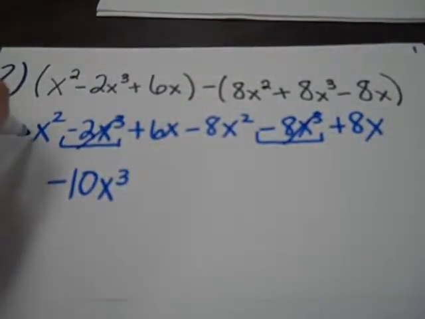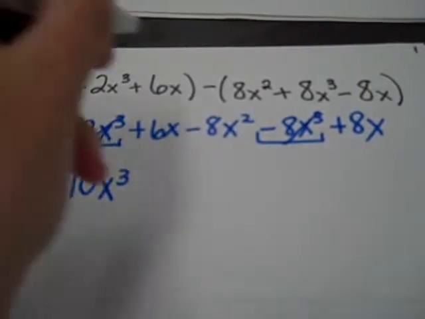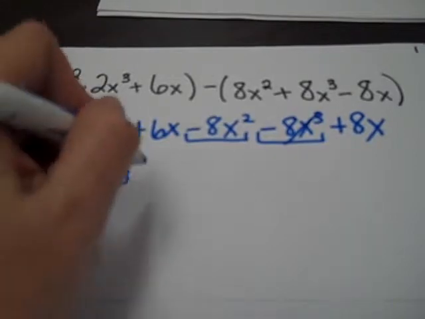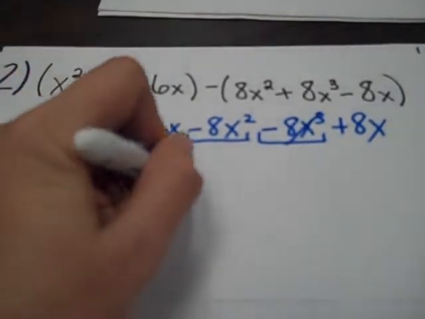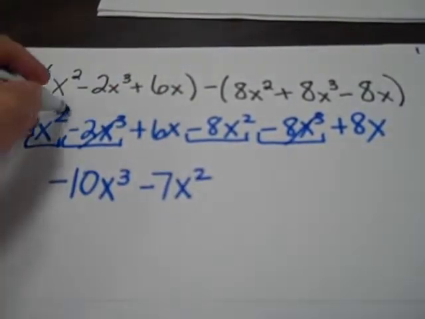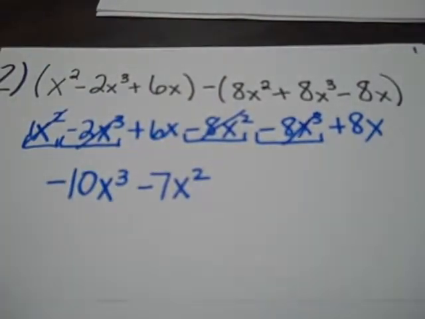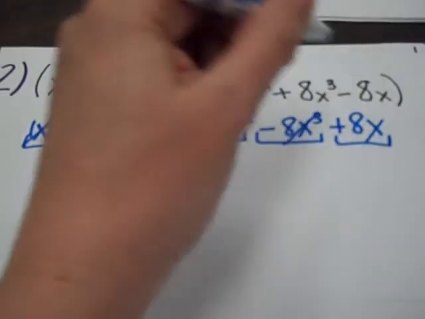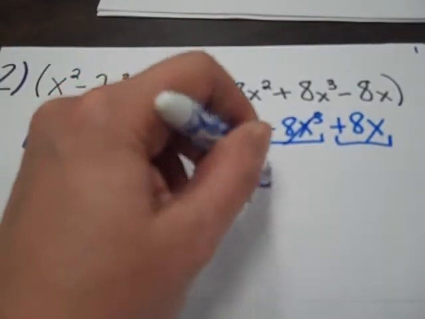My next highest exponent is 2. I have 1x to the second and negative 8x to the second. 1 minus 8 is negative 7x to the second. Then I have 6x plus 8x, which is 14x.